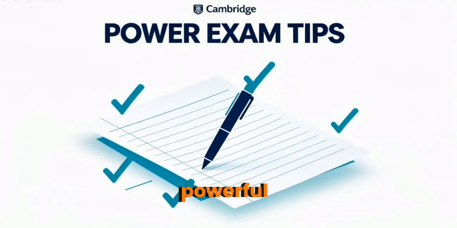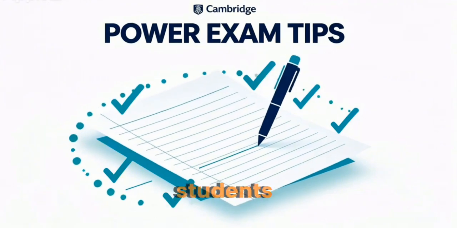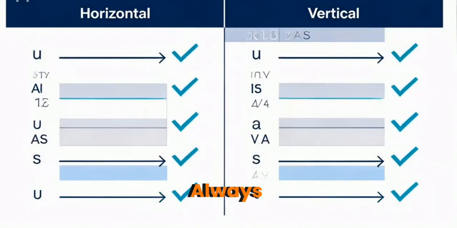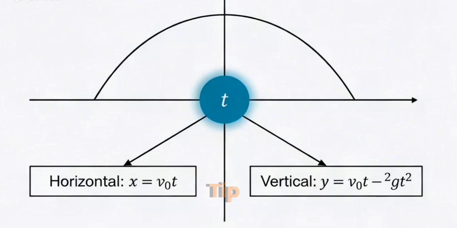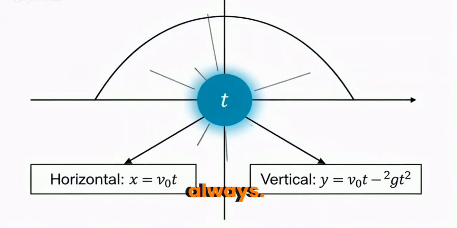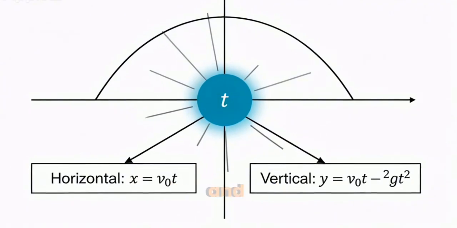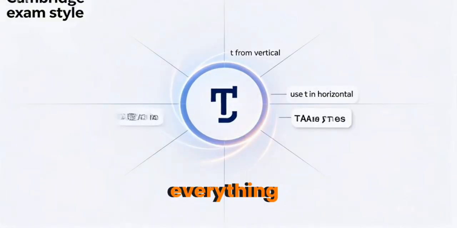Now here are my most powerful exam tips that top students use. Tip 1. Always separate components first. Write horizontal and vertical quantities in 2 separate columns before solving anything. Tip 2. Find time first. Always. Time connects horizontal and vertical motion. Find it first and everything else follows.